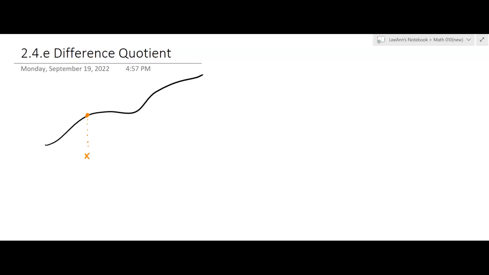Well, let's say that you're here at x. And so this point right here is x, comma, f of x. But then you go a little bit further, maybe over to here, and so there's this distance that you've gone, x plus some distance h. So that's this distance here is h. So you've moved over to another point. And then this point is x plus h, comma, f of x plus h.